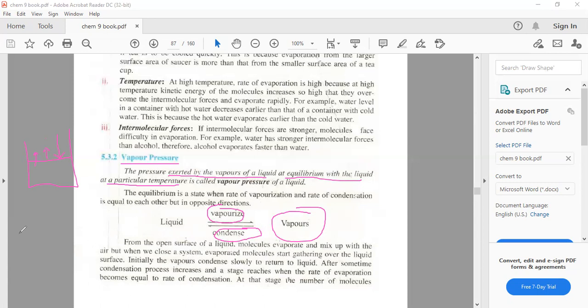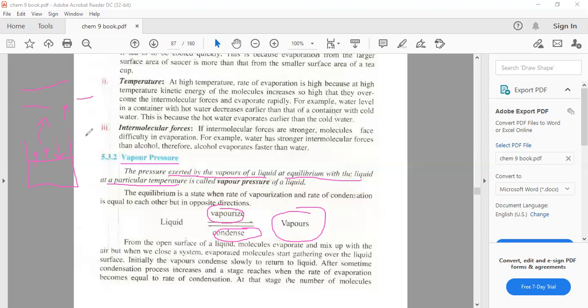For example, suppose the container is open. There is no lid, there is no cover on the container. The liquid molecules, due to the increase of their average kinetic energy, escape the surface of the liquid and move upward. Because of the open system, these liquid molecules mix with the air present in the surrounding.